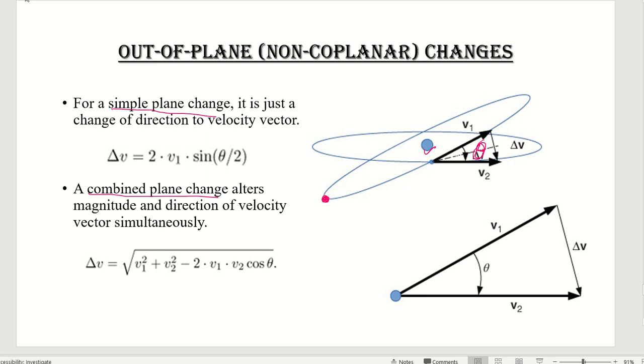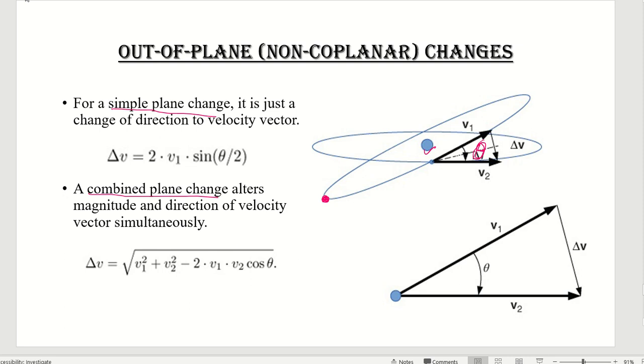Okay, simple. Without changing the size of the orbit, we are changing to a new inclination. That is another plane. When the inclination changes, the plane of the orbit will change. So different inclinations mean different planes of orbit. So from the initial plane, we are moving to another plane.